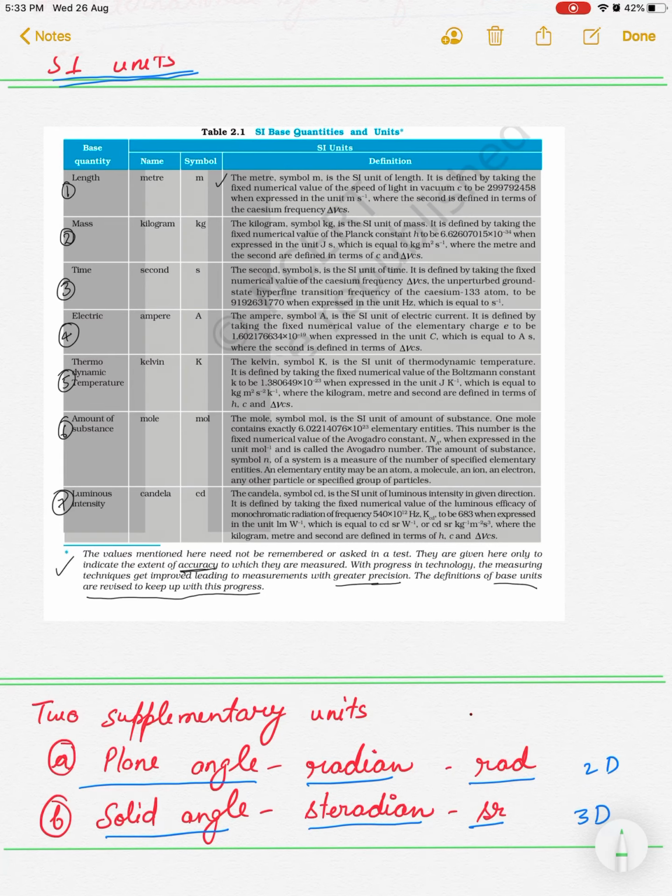And the third advantage is that it is a rational system of units, meaning one type of physical quantity will have only one unit. For example, we have energy. Whether it is heat energy, light energy, sound energy, mechanical energy, or electrical energy, everyone will have the same unit, that is the joule.